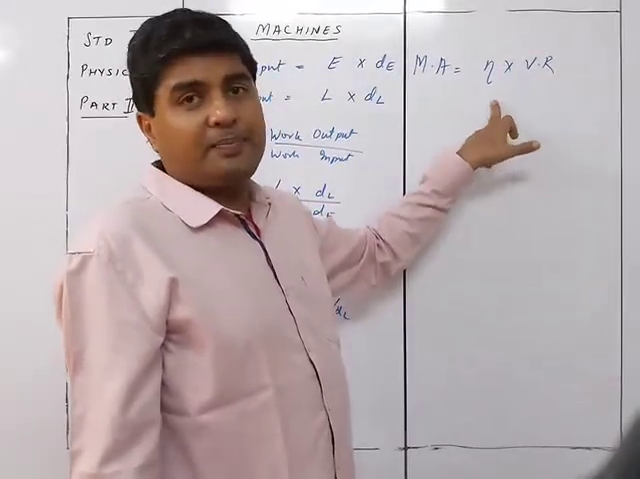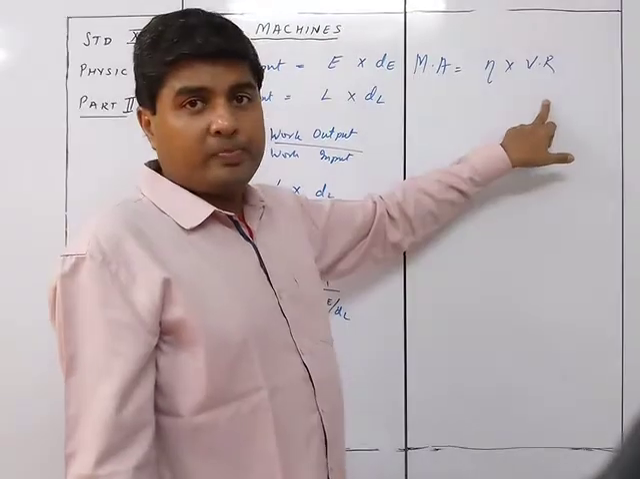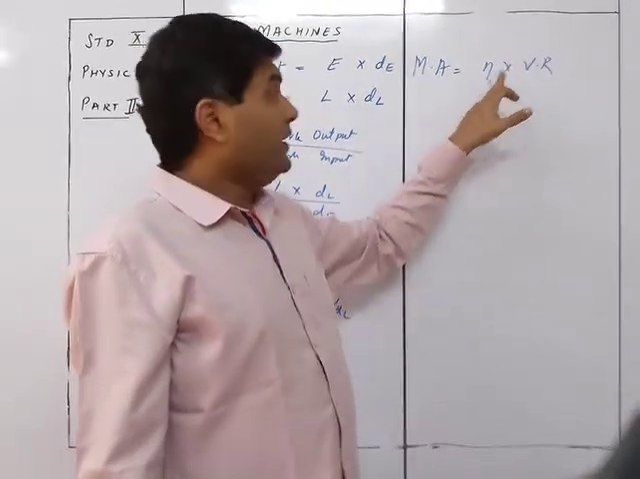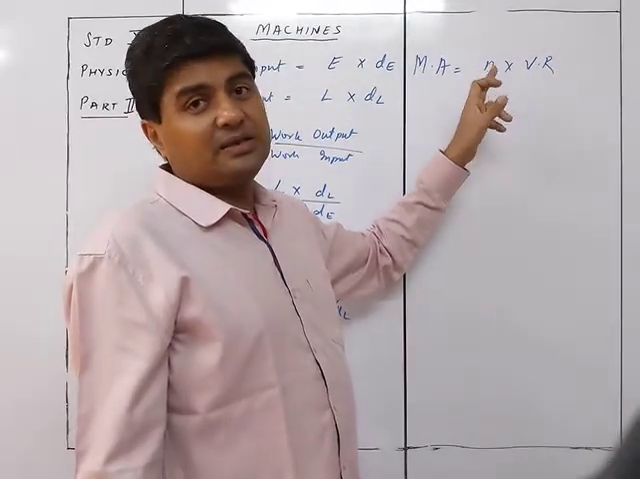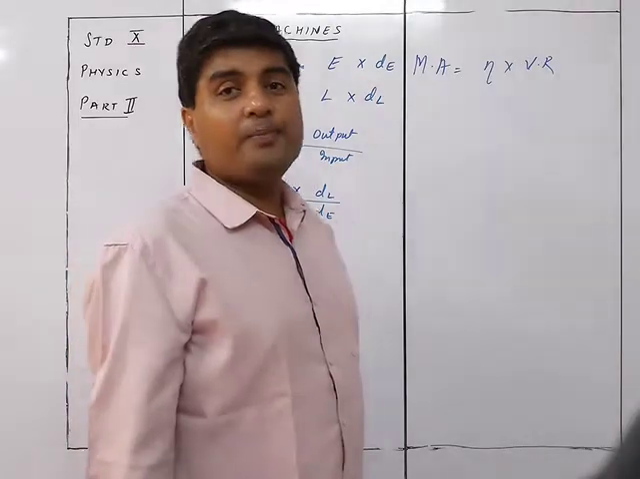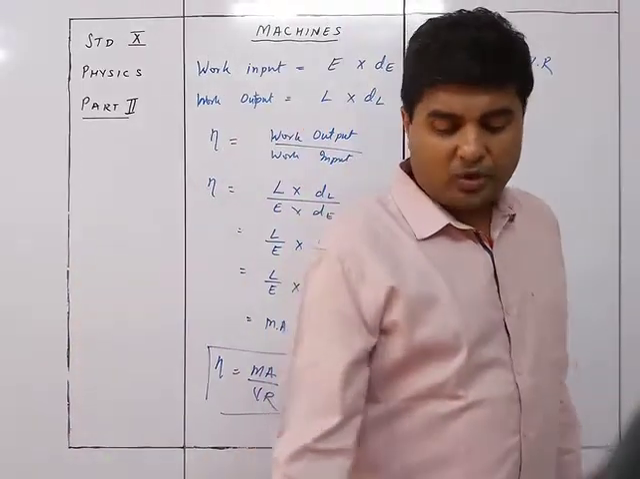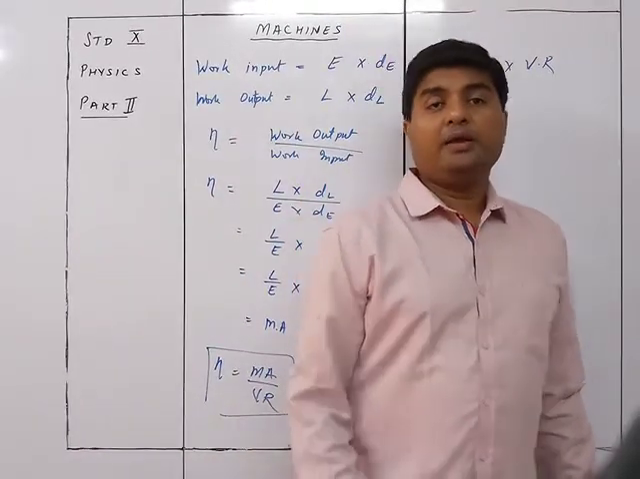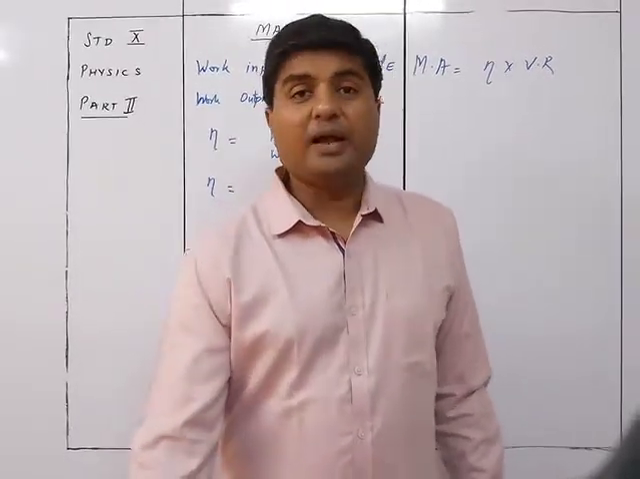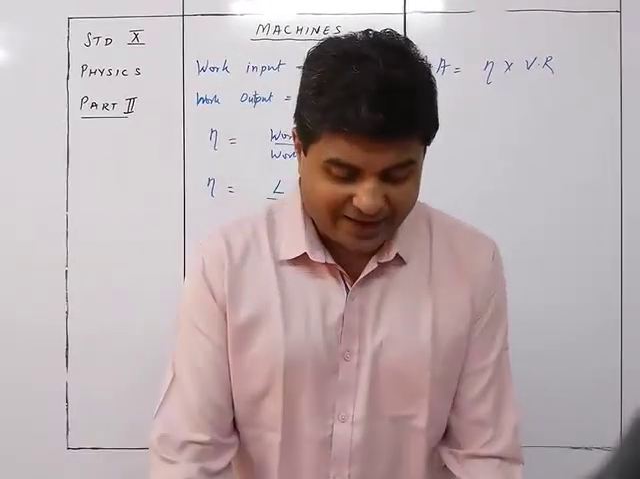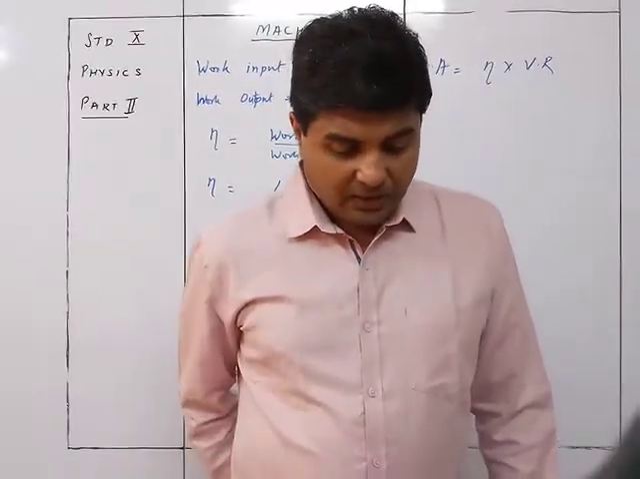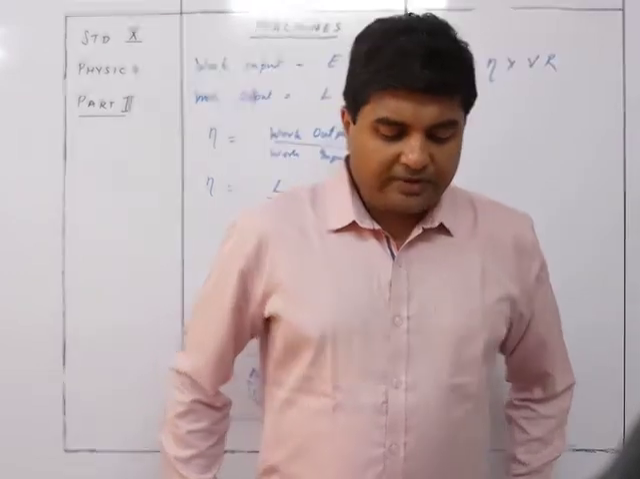If efficiency is 100% then both will be equal. If efficiency is 70% then MA will be 70% of VR. If efficiency is 50%, then MA will be 50% of VR. So you can see that VR being constant, MA will be a percentage of VR depending upon the efficiency of the machine. So for an ideal machine, free from friction, etc., work output is equal to work input.